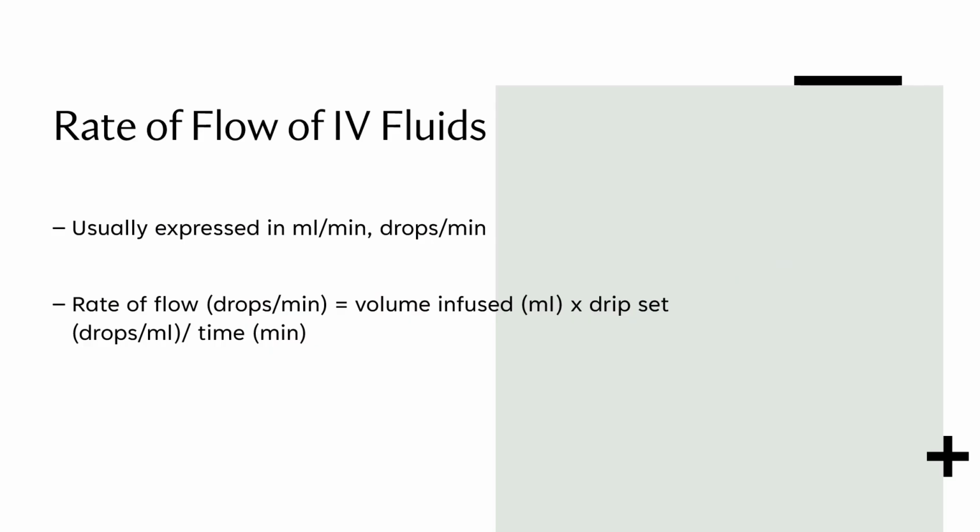Rate of flow is usually expressed in milliliter per minute or drops per minute. Here I have an equation that can be very useful when doing rate of flow calculations. It is rate of flow in drops per minute equals volume infused in ml times the drip set in drops per ml divided by the time in minutes.